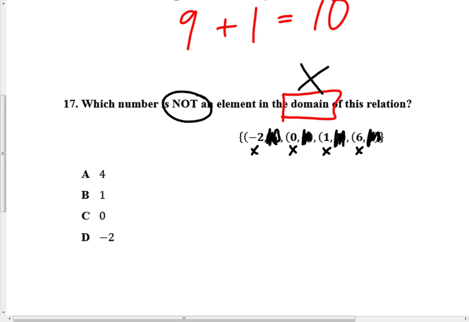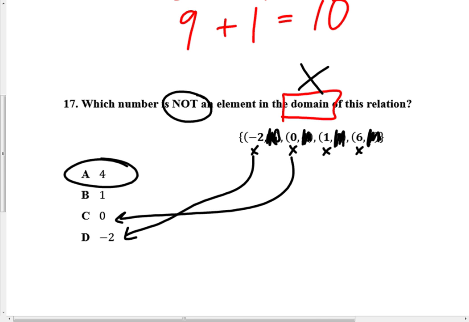Some people ignored the word not. Which one is not an X? Which one of those numbers is not an X? 4. Four was not an X. All the rest were.